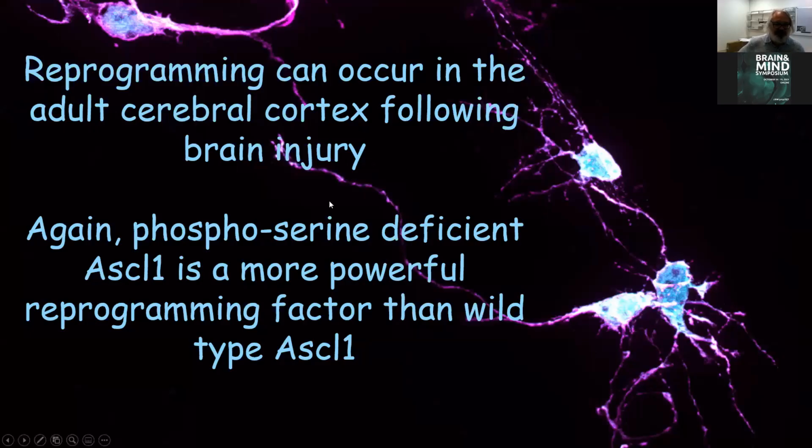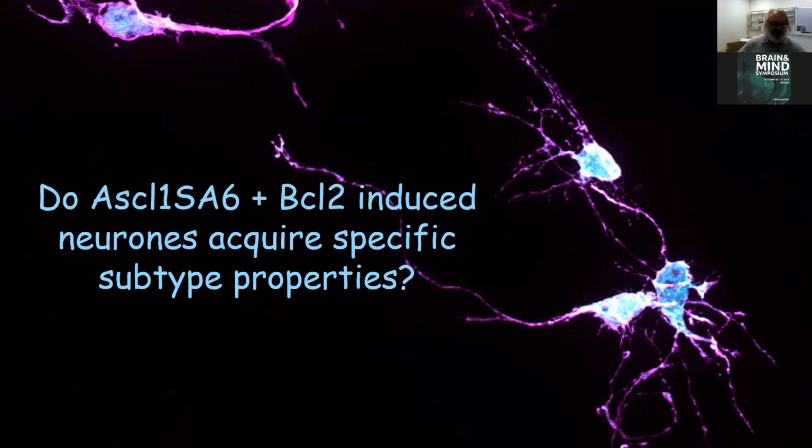So this would be just a minor conclusion here along the path, again highlighting the fact that the mutant ASCL1 is more powerful in inducing reprogramming, but very importantly also that reprogramming can occur in the adult cerebral cortex. And we would like now, of course, to know what glial types were responsible for that, again, whether this is astrocytes or oligodendrocyte progenitor cells.